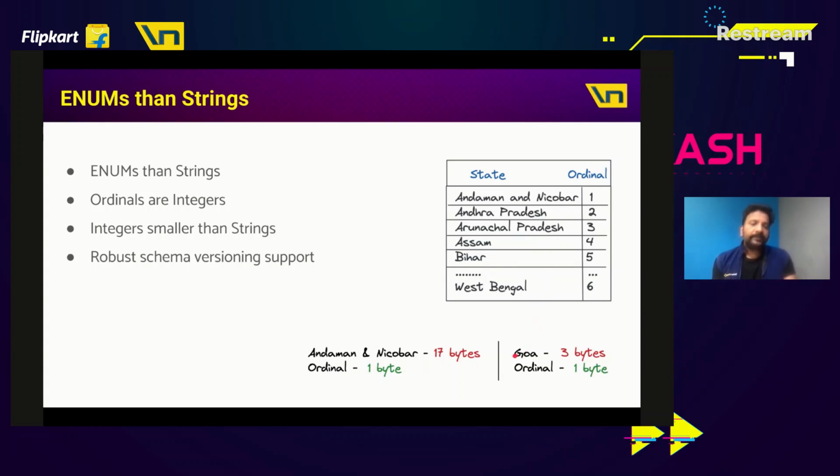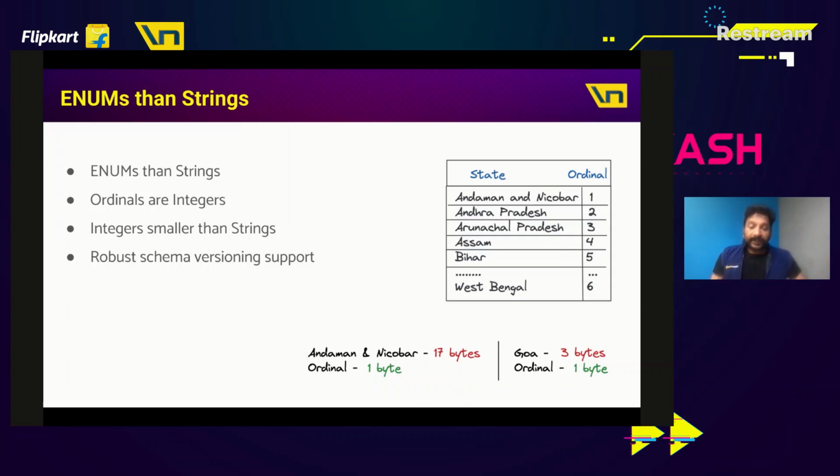Now, if you look at it, even the smallest state, Goa, takes 3 bytes to store as a string. But if you store it as an ordinal, it will take only 1 byte. For people who are thinking an integer is actually 4 bytes, but you're talking about only 1 byte, we will come to that in a bit. But as you can see, you will save a lot of space by just converting these strings into enums, which will internally get stored as integers.